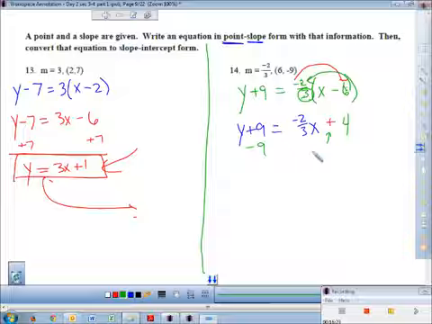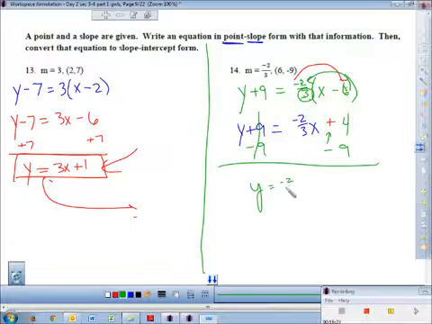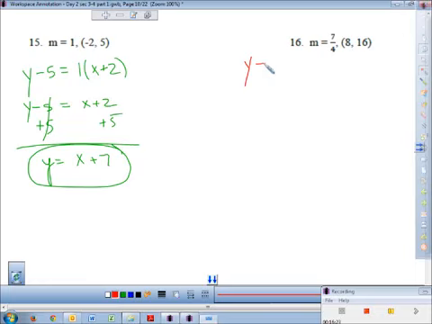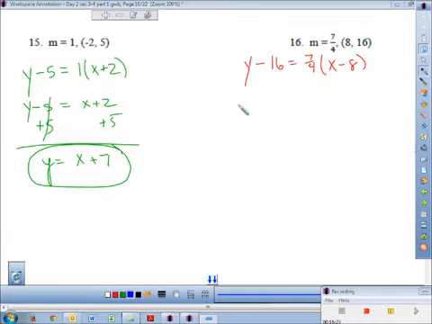Now we've got to finish putting this in slope-intercept form. So y equals negative 2/3 x minus 5. This guy, y minus y1 equals slope times x minus x1. And again, note this guy and this guy are multiples. 8 is a multiple of 4, so that's going to turn out nice.